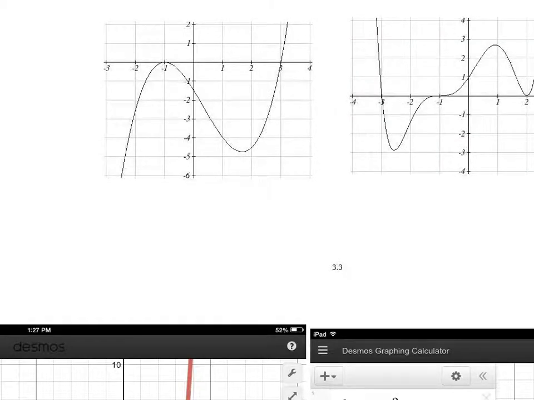Now they're asking us to come up with some graphs. So what am I seeing here?